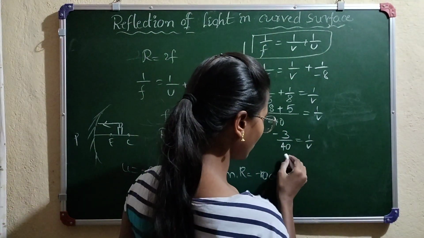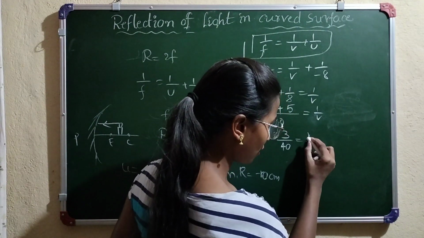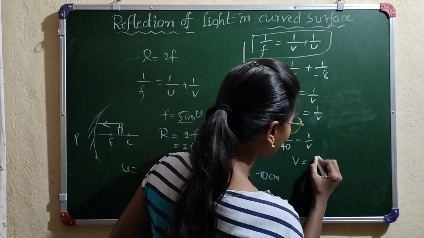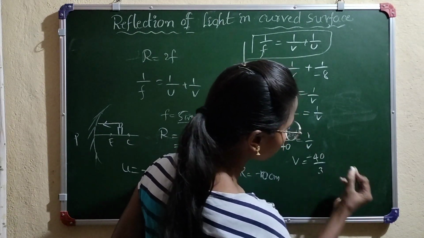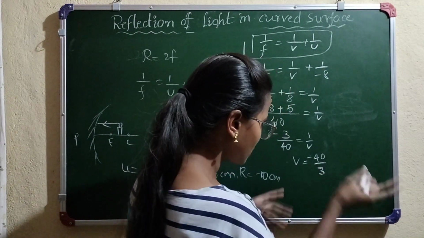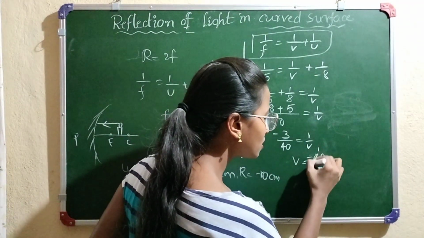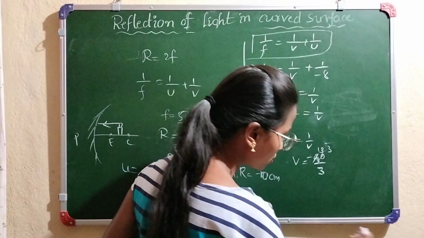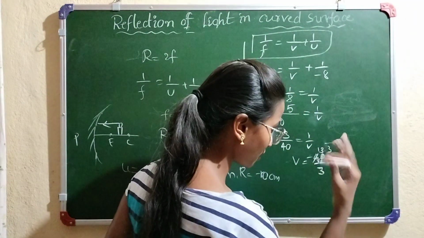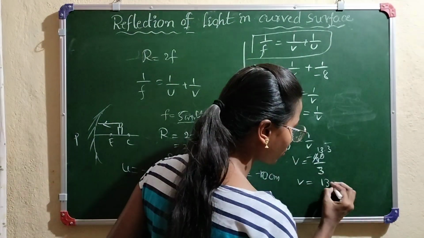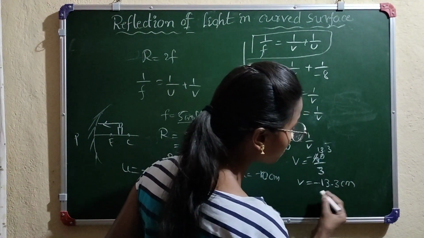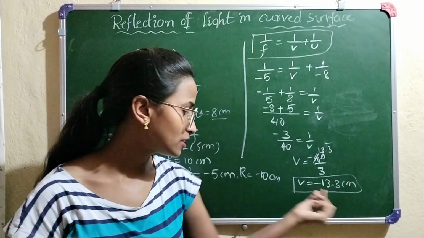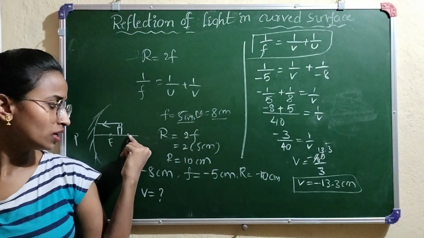Here we have to know the v value, not the 1 by v value. So taking the reverse, v is equal to minus 40 by 3. 3 ones are 3, 3 threes are 9, and again 13.3 recurring. So v is equal to minus 13.3 centimeters. Positive or negative? Negative. Where is the image forming? After 10 centimeters, which means beyond the center of curvature.